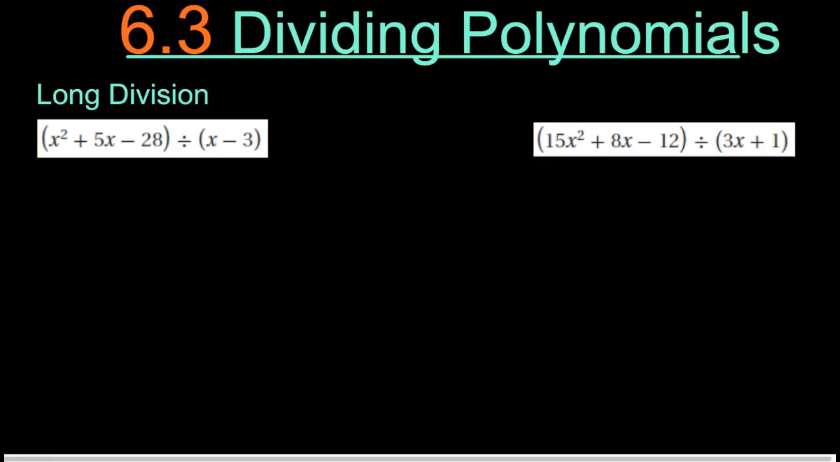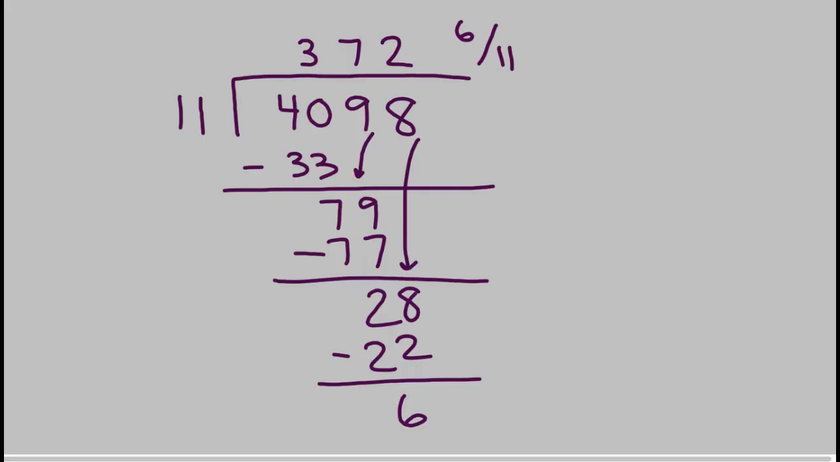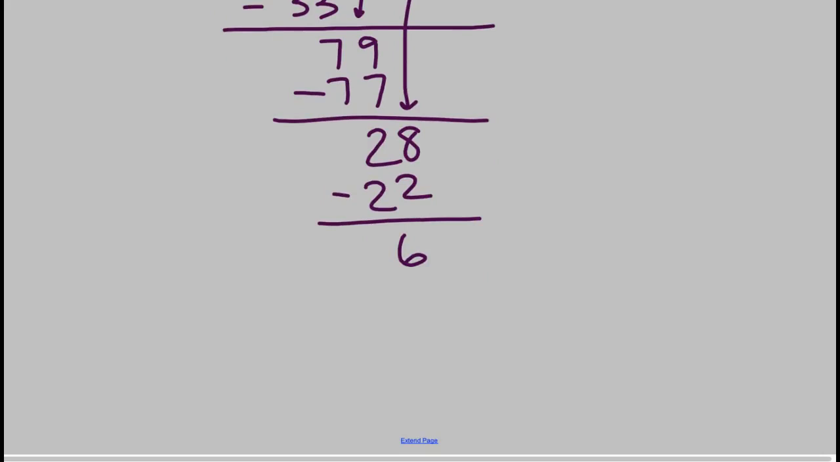So what I want to do is I'm going to divide x squared plus 5x minus 28, that trinomial, divided by the binomial x minus 3. I'm actually going to go back to that scratch paper page there for a sec. We've already kind of done this with factoring.